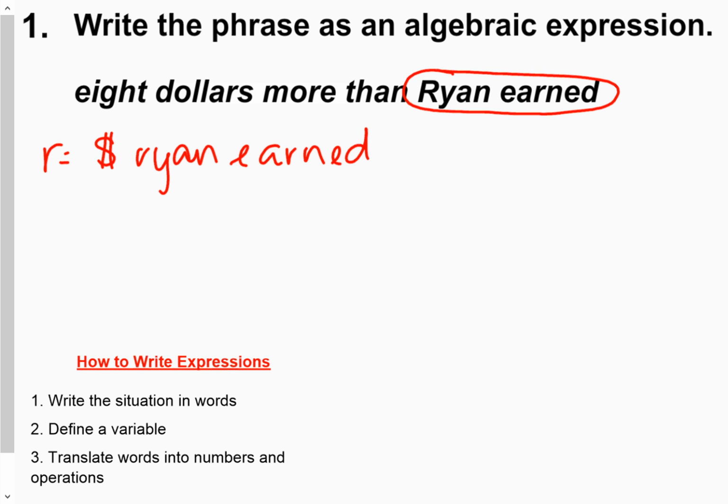Okay, so then we're going to translate this into words. So $8 more than means add whatever Ryan earned. So the expression is 8 plus R.